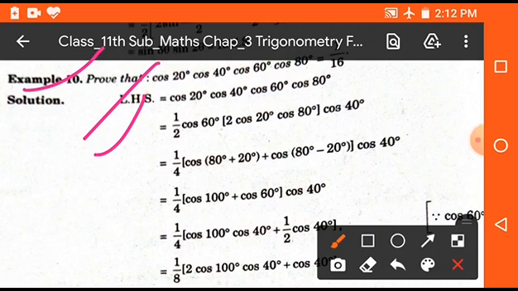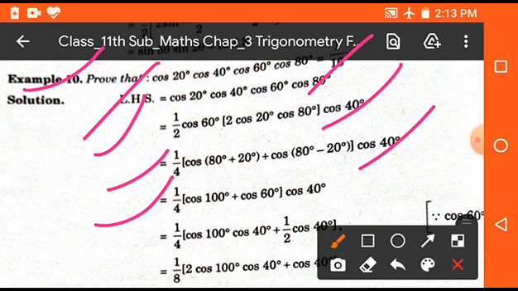So we can write it 1 upon 2 into cos 60, in bracket 2 times of cos 20 into cos 80, in bracket, into cos 40. 1 upon 4, in bracket cos 80 plus 20, by applying the formula 2 cos A cos B, plus cos 80 minus 20, into cos 40. Clear? Now 1 upon 4, in bracket cos 100 plus cos 60, into cos 40.